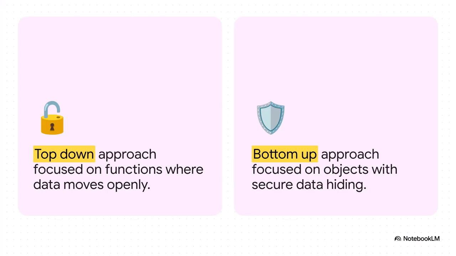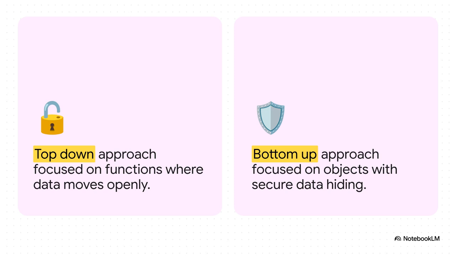Moving right along to Section 2, the shift to OOP. You know, historically, as programs started growing from these tiny little scripts into massive enterprise systems, older methods just began to crack under the pressure. I mean, the continuous struggle in computer science is managing complexity, right? In procedural programming, the whole emphasis was heavily on the algorithm. It used this top-down approach where large programs were chopped into smaller functions, but crucially, data just moved openly around the system. It was totally exposed.